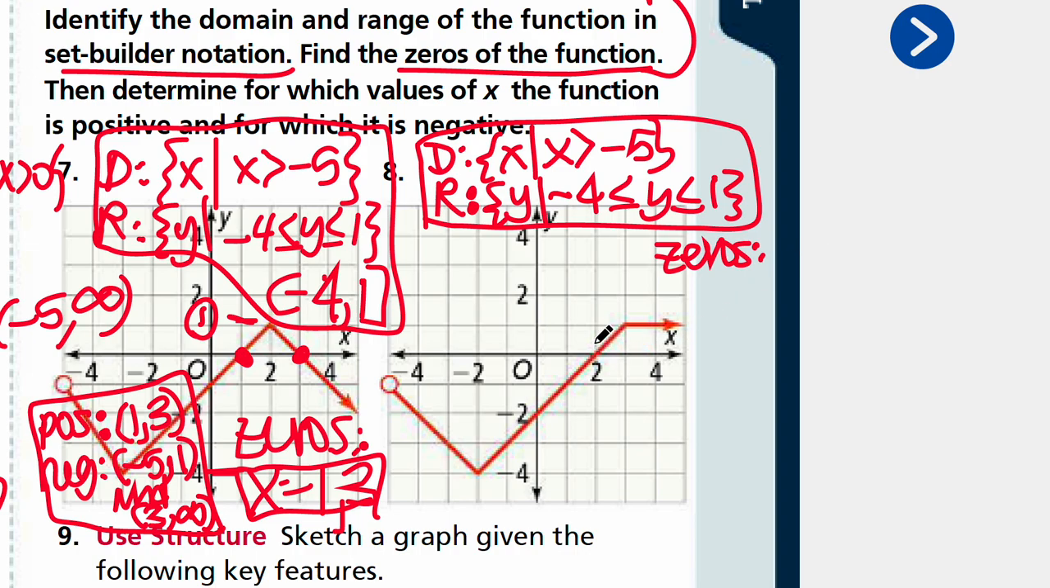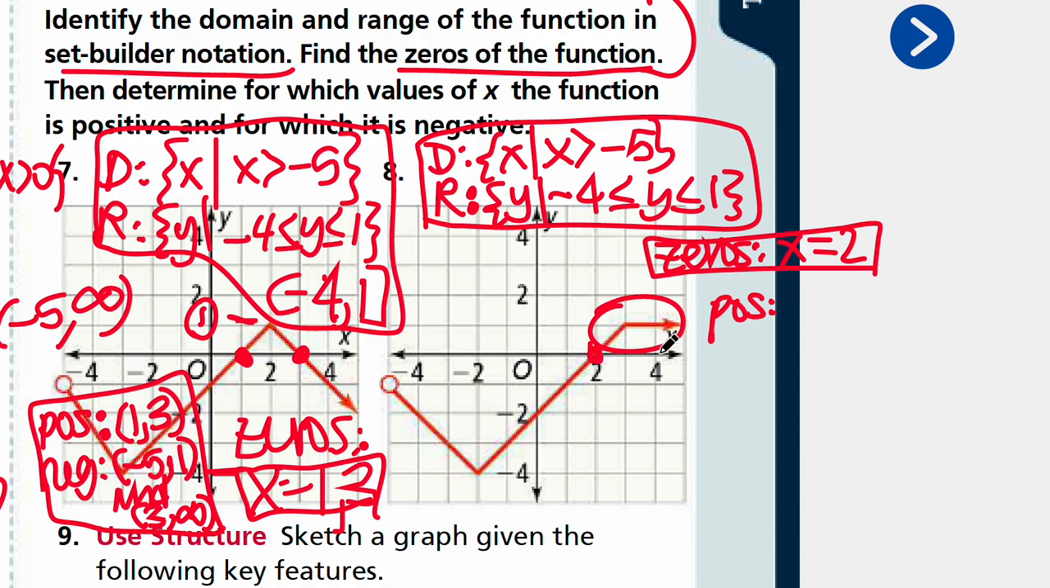Your zeros, it's just 1 0, right? So when x is equal to positive 2, your function has a 0 there. When is your function positive? Your function is positive over here when your y values are positive. So anything above your 0, y equals 0 line would be positive.